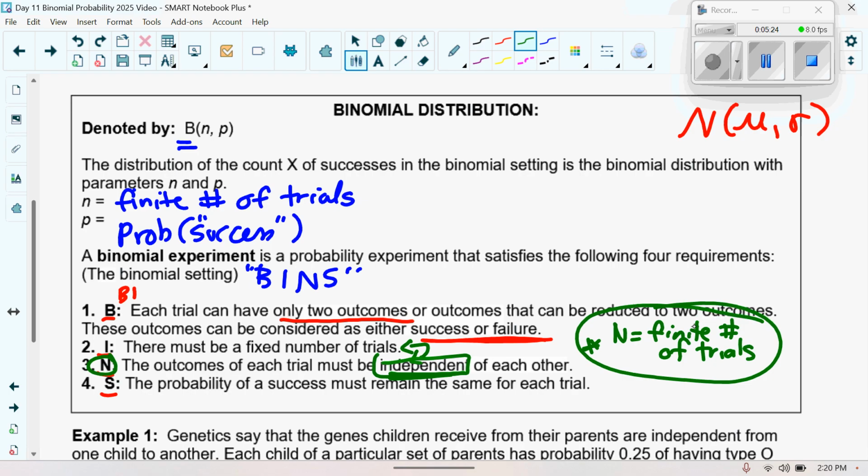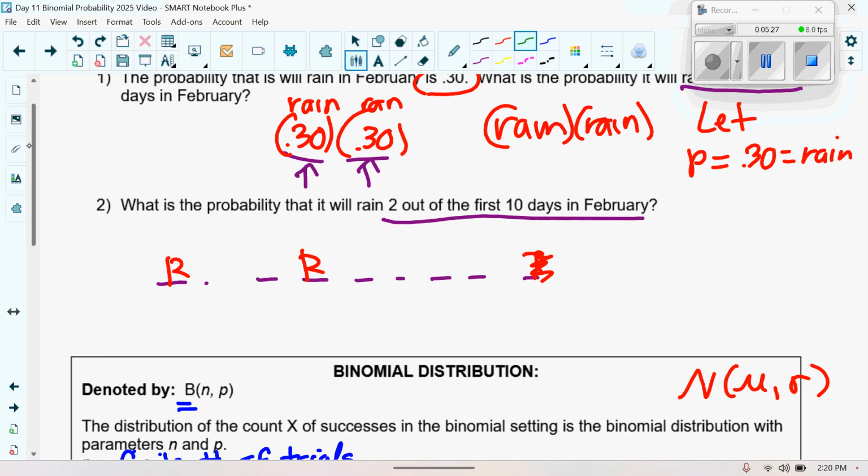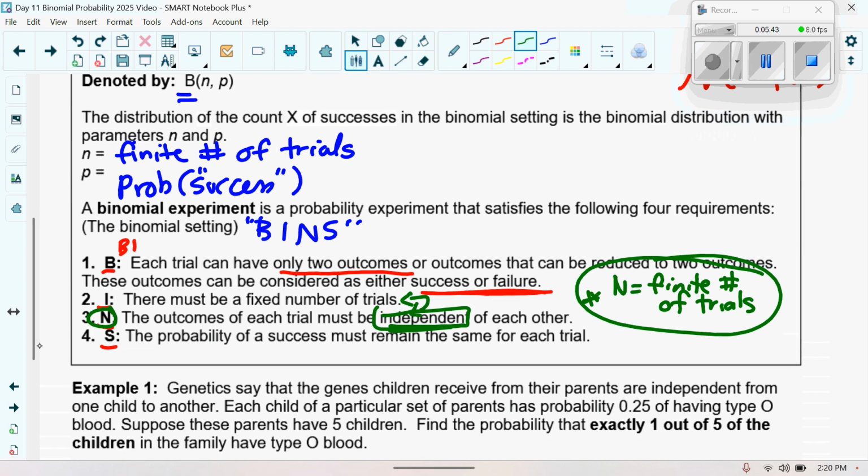So if you look back at the example I gave you on Do Now number 2, it said it will rain 2 out of the first 10 days of February. So the N is 10 total days. So that is a finite number. So that is good because it's falling into that qualification.